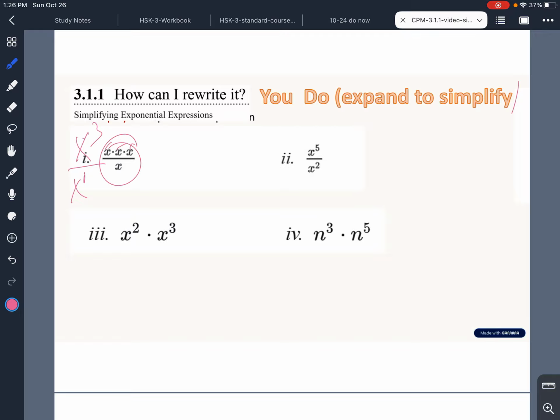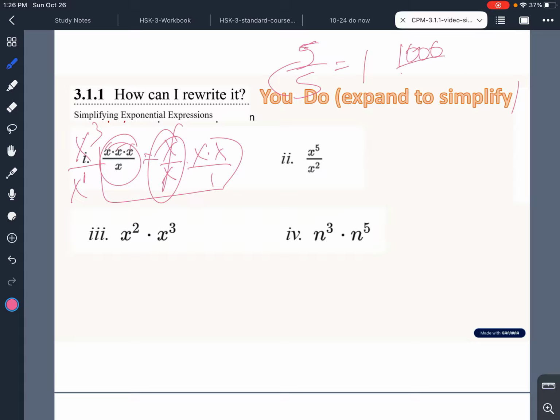And I'll come back to why that's important. So how can I rewrite this? Well, I could say it's x over x times x times x. We'll even put over 1. The reason we do that is because I want you to see here that x divided by x is 1, not 0. Any number divided by itself, except for 0, is 1. So for example, 5 divided by 5 is 1. How many 5s are in 5? 1. 1,000 divided by 1,000 equals 1.